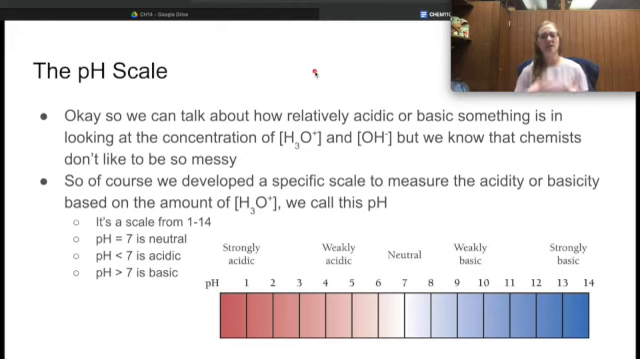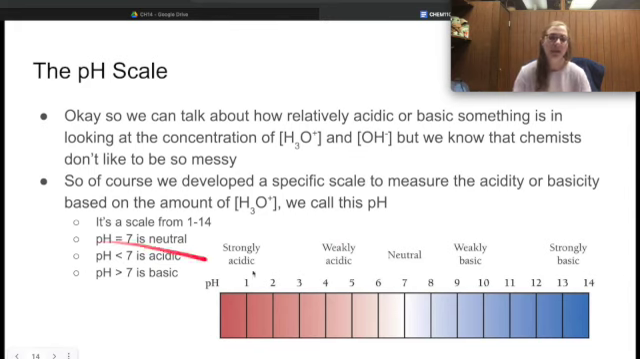So pH measures the concentration of H3O plus, and it makes it an easier scale to compare than if we're trying to compare very, very small numbers, for example. So this scale runs from 1 to 14. If something has a very low pH, it's going to be acidic, and if something has a very high pH, it's going to be basic.